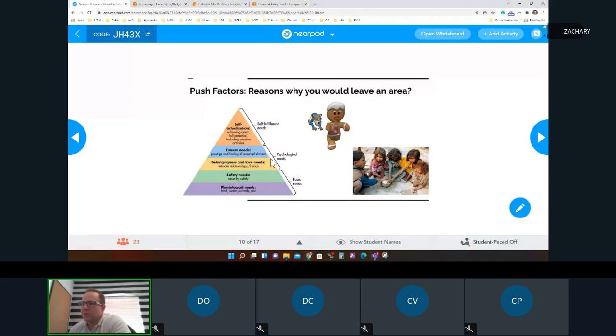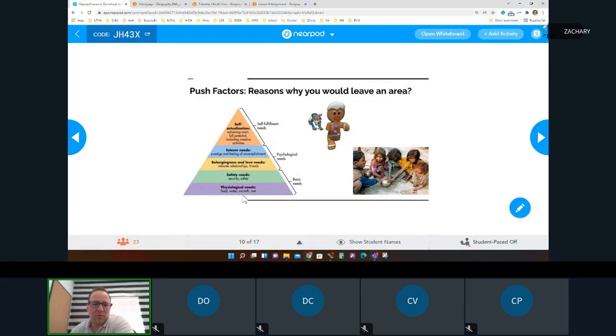So Maslow has made his pyramid of hierarchy of essential needs, and you have your physiological and your safety needs. If you don't have food, if you don't have water, warmth, rest, air, all that kind of stuff, that's going to make you move, right? That's probably the baseline of everything. You need that stuff in order to survive, so you have to do whatever you can do to get that.